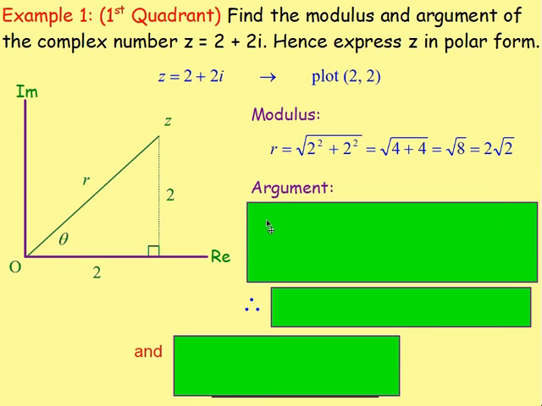We also have to find the argument. And the argument is the size of the angle going from the positive direction of the x-axis, so this one here, up to this line OZ.